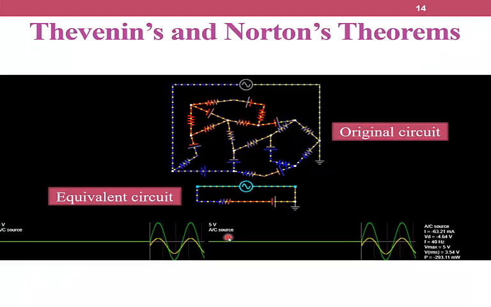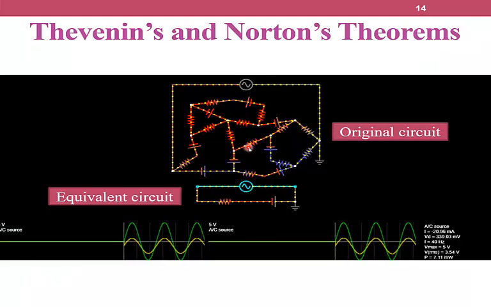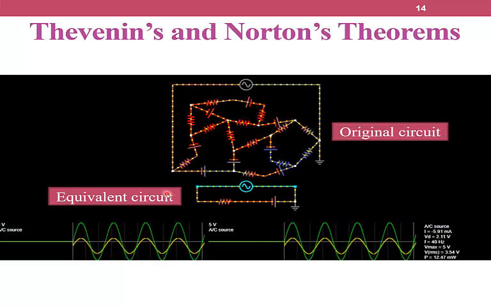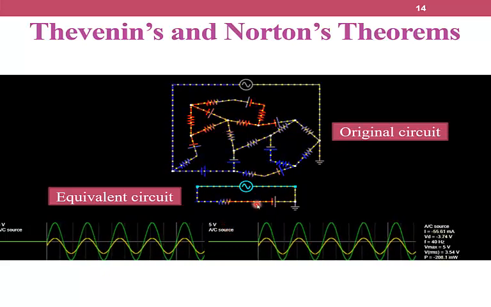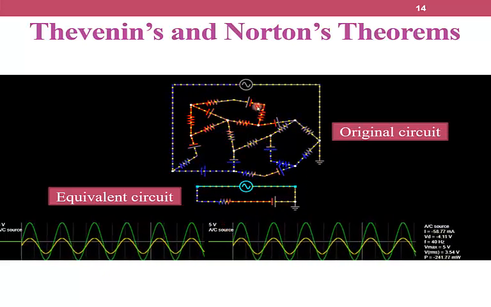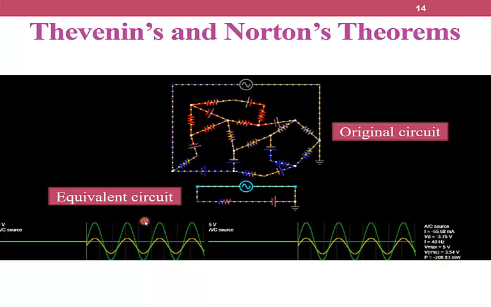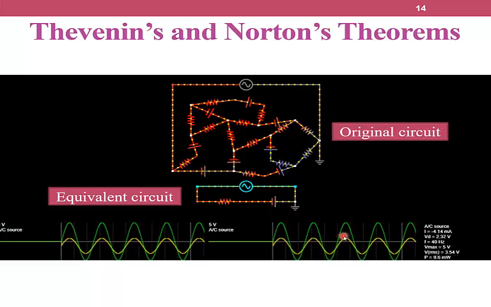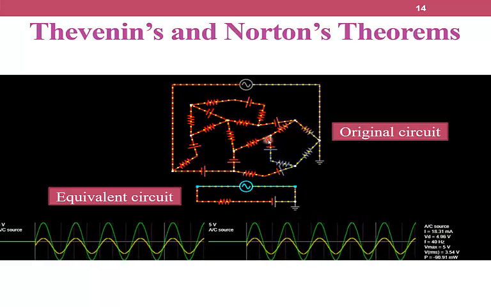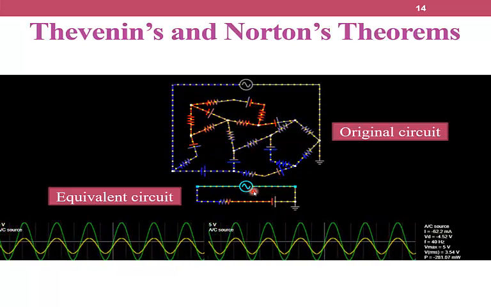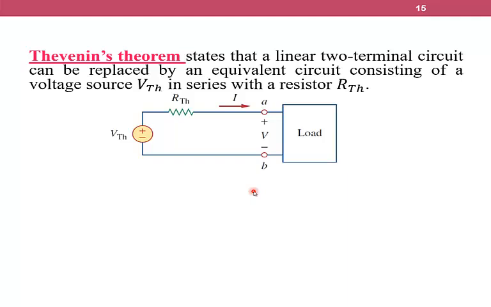So to illustrate what we have read in the last slide, if we have an original circuit like this, we could simplify it by an equivalent circuit which is simple. They are equivalent to each other. As you have seen here, the result of the original circuit and the equivalent circuit on the oscilloscope are the same. So we could reduce this complicated circuit to a simplified circuit. How to make that? This is what Thevenin and Norton theorem is about.